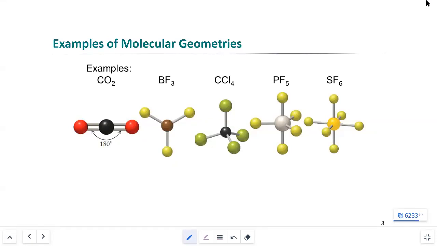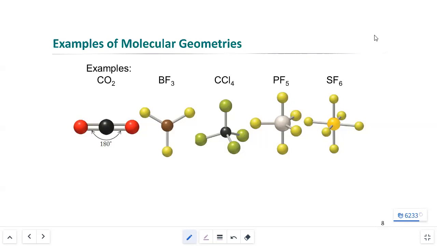So we can see in terms of real molecules now how each of those come about. Carbon dioxide, for example, with its steric number of 2 is going to give us a linear shape. Boron trifluoride, steric number 3, is going to give us trigonal planar. Carbon tetrachloride, steric number 4, is going to give us a tetrahedral shape.